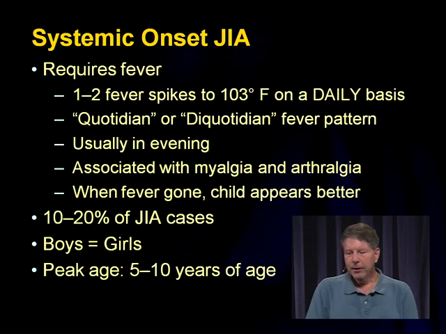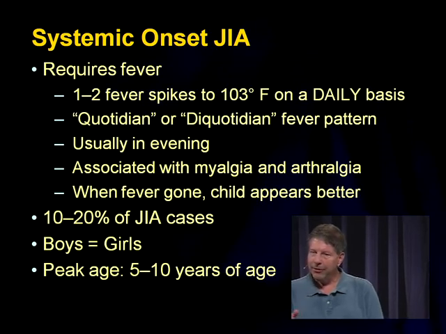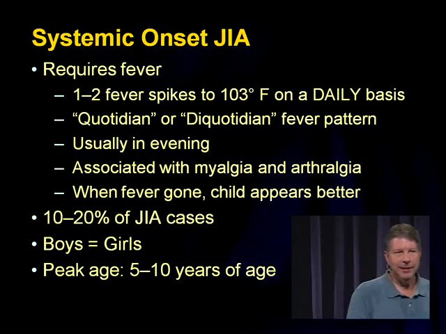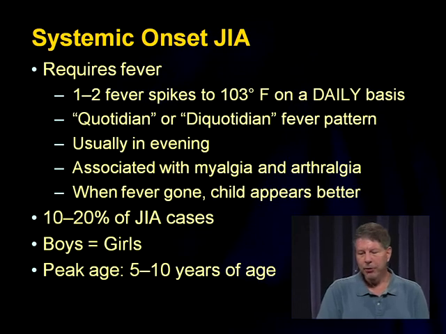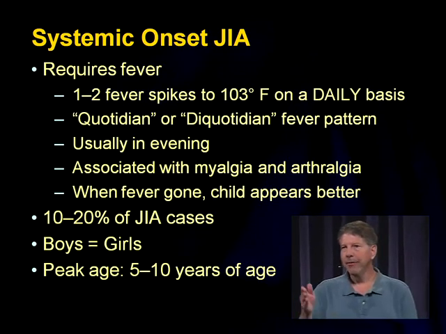Okay. So the first one I want to talk about of the JIAs is systemic onset, because this is kind of the bad one, okay? This is the one where you worry. It's got a lot more symptoms, a lot more things associated with it. So this one, you have to have fever. To have systemic onset JIA, you have to have fever. That's number one. So if the kid does not have fever, you know it's not systemic onset JIA. Usually they're going to have 1 to 2 fever spikes to 103 on a daily basis. So every single day they're having fever.